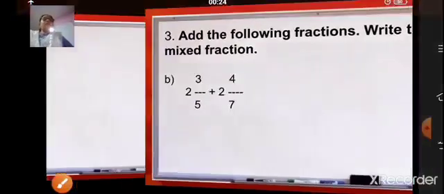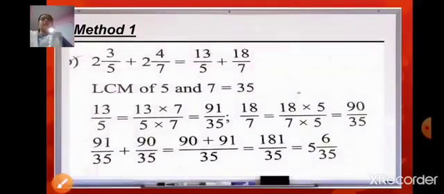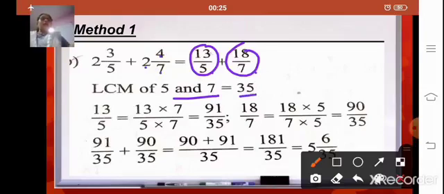Okay. So in this slide I have given you the first method, that is where you find the LCM. First you converted these into improper fractions. 5 2s are 10 plus 3, 13 upon 5. 7 2s are 14 plus 4, 18 upon 7. Then you found the LCM of 5 and 7, that is 35, and then convert these fractions into like fractions.